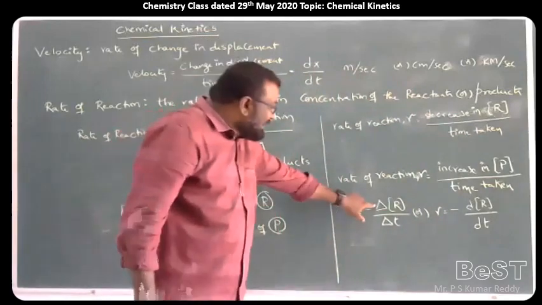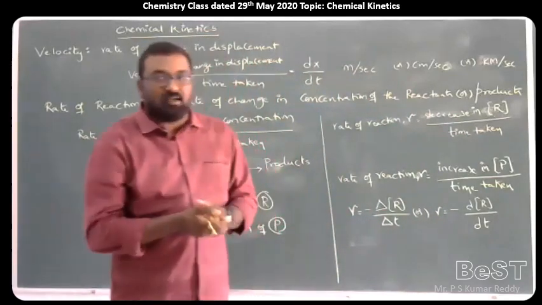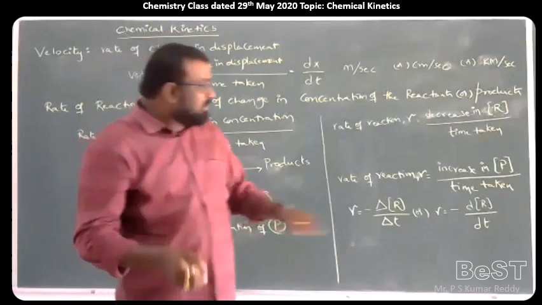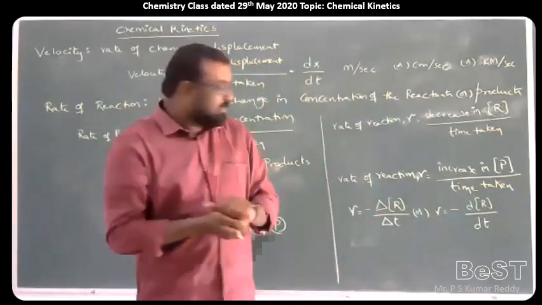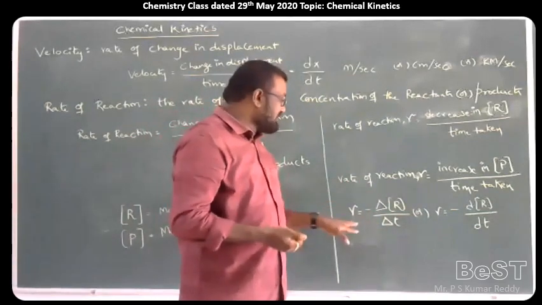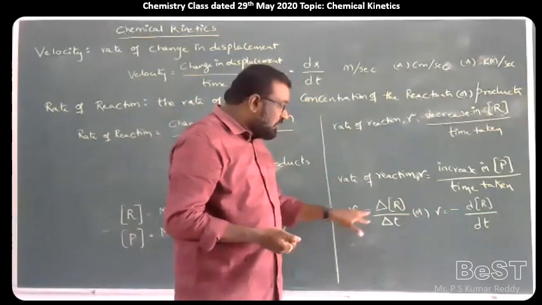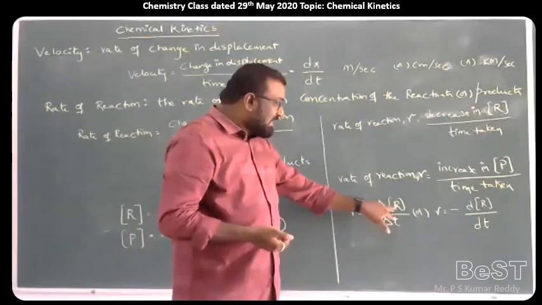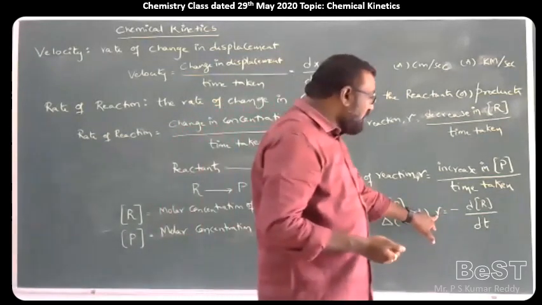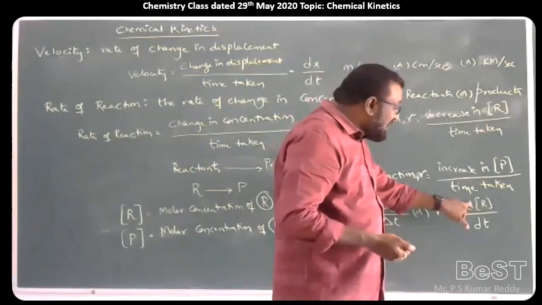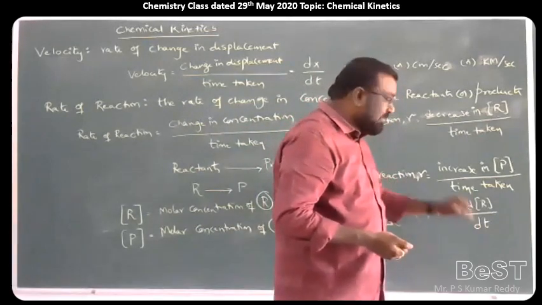Here delta shows us the change in concentration of the reactants. Small d shows that it is a small change in concentration of the reactants. So here is how to speak about these things. Rate is equal to change in concentration of reactants by time taken, or rate of reaction is equal to small change in concentration of reactants by time taken.